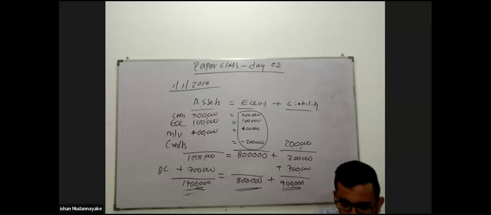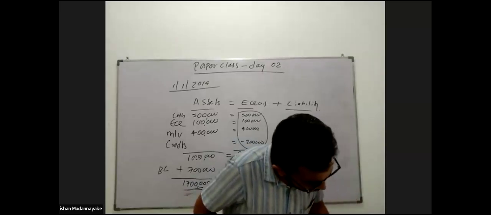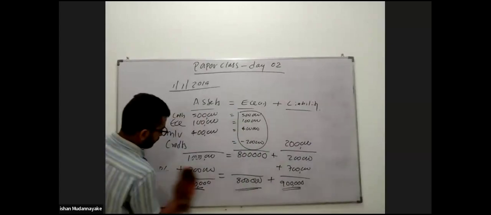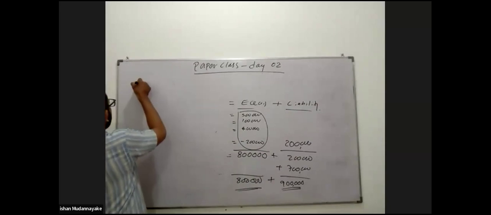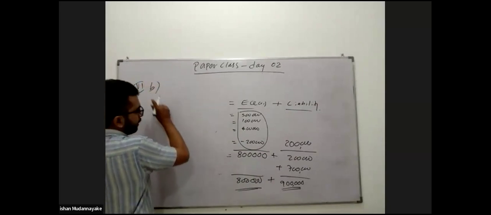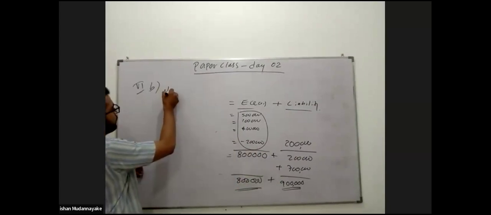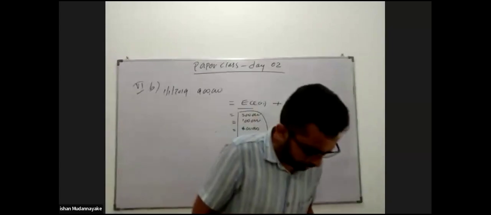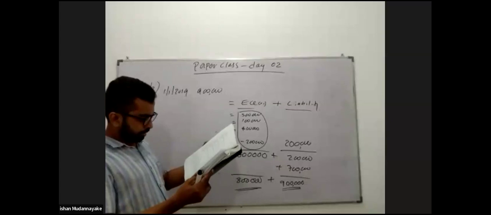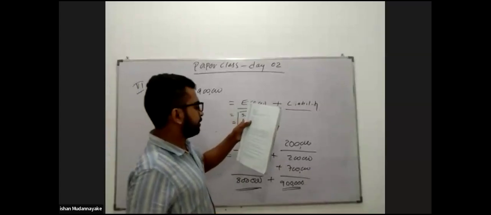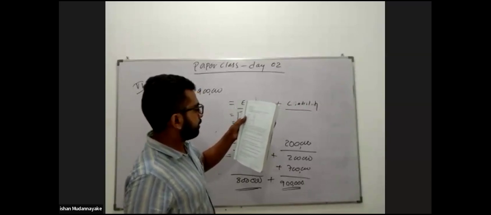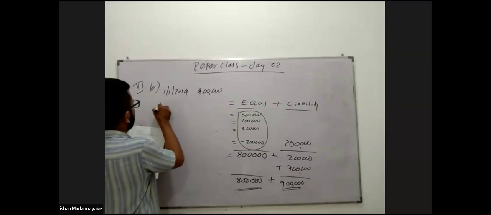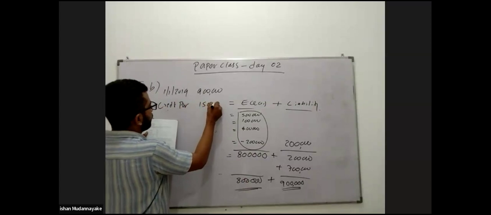How much is the liability? The answer for question number 6B. The liability on 1st January 2019 is 900,000. And then in this question, purchase of fruit 80,000, sold fruit, paid carriage inwards on fruit, credit purchases 15,000.